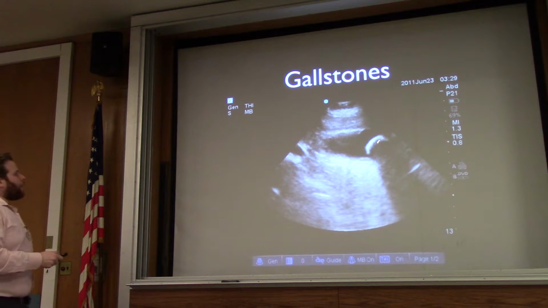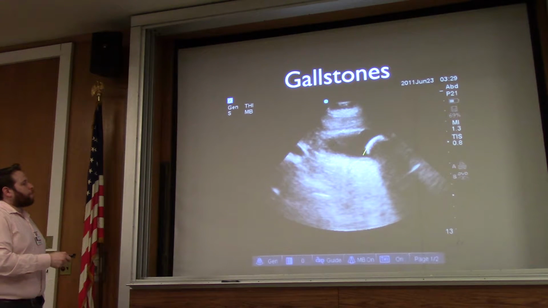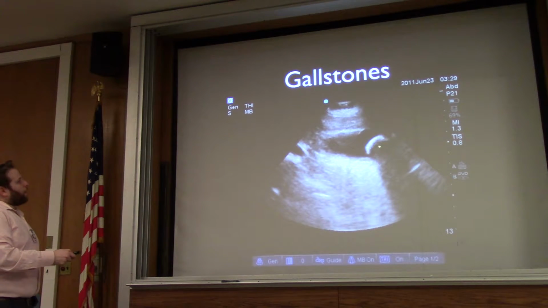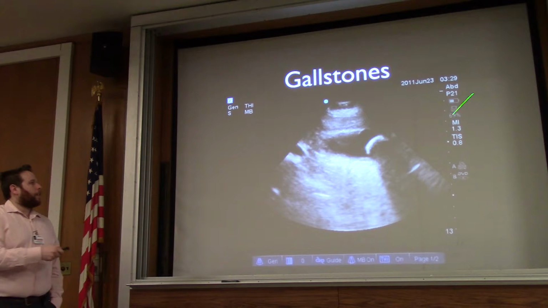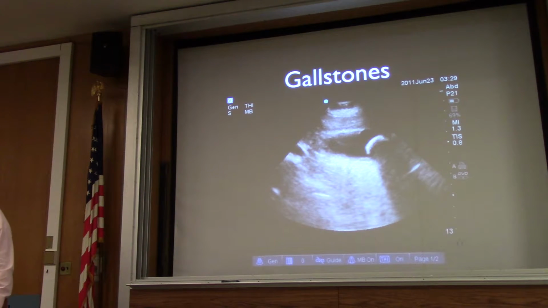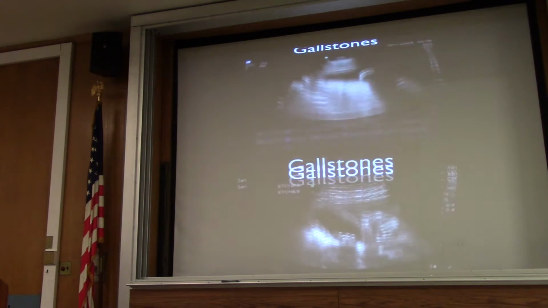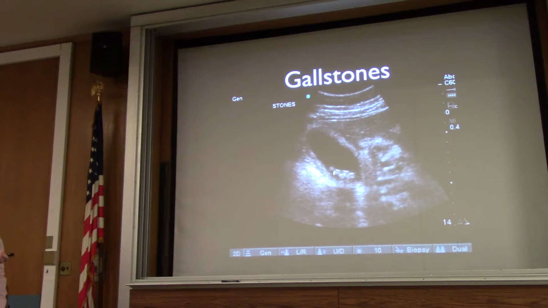All right, so here's obviously a really big stone. You can see it's bright white, got shadowing. It's probably a good couple centimeters, looks like about 2 centimeters based on the ticks here on the side. So big stone, easy to miss. There's lots of different examples of what stones could look like. Here's a whole bunch of stones gathered at the bottom, and you can see the shadowing all the way down. Shadows should go all the way down to the bottom of the screen.